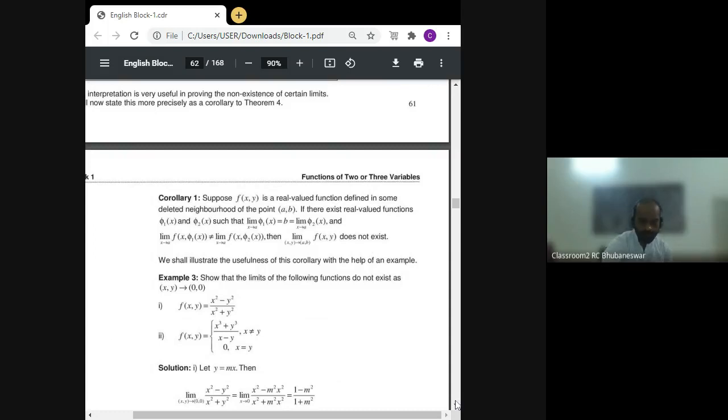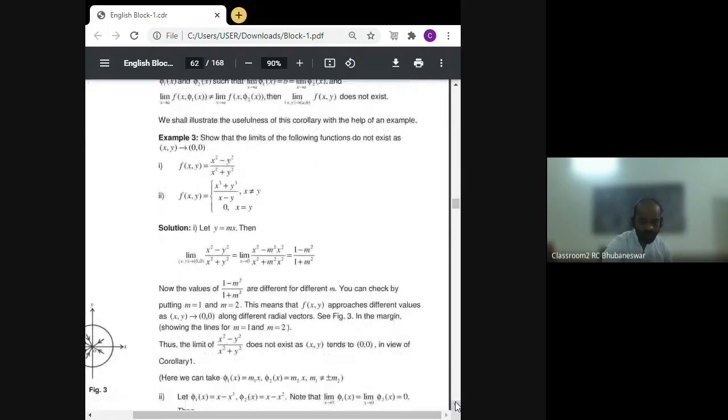So now let us move to the calculation procedure. Here, in example number 3, we have to show that the limit of the function does not exist when (x,y) approaches 0. Look at the first function. Here the first function is f(x,y) equal to (x square minus y square) divided by (x square plus y square).